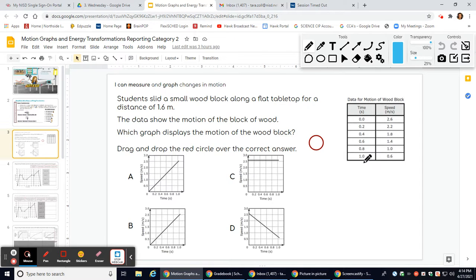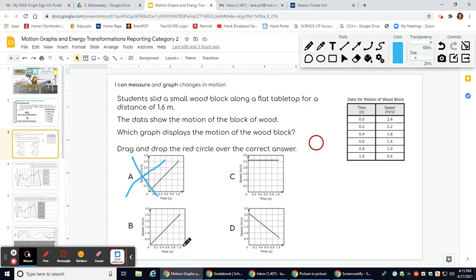So as our time is increasing, what's happening to our speed? Seems to be going down. So I'm decreasing my speed as time goes on. So let's look at these speed time graphs to see as time increases, my speed is going to decrease. So here, what you have here for your speed time graph, time is increasing on your X, but look at your speed. Your speed is increasing. So this is incorrect.